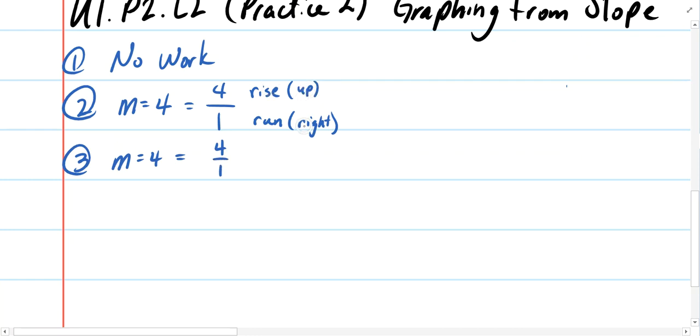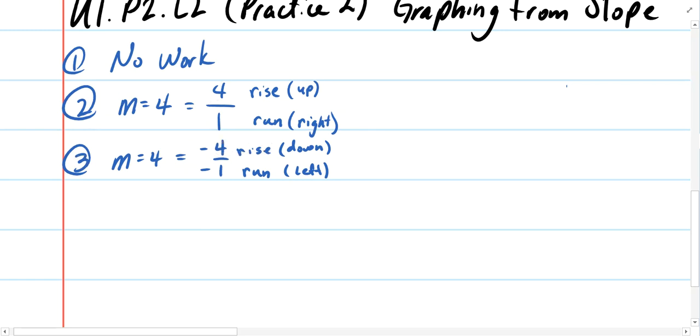We would go up 4 and right 1 in this case. But also keep in mind, if there were 2 negative symbols, both in the top and the bottom of this fraction, a -4 divided by -1 would equal +4 because the 2 negatives would cancel out. And so when we consider our rise and run, the rise of -4 means down 4, and the run of -1 means left 1. So the negative direction means left when you're talking horizontal movements. The negative direction means down when you're talking about vertical movements. So either one is okay.